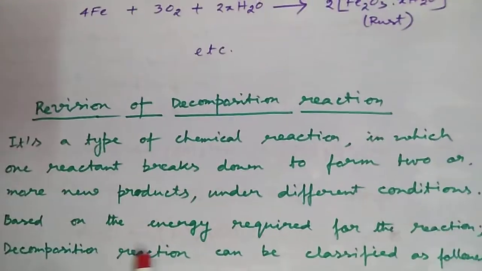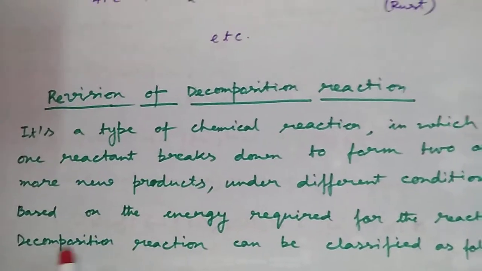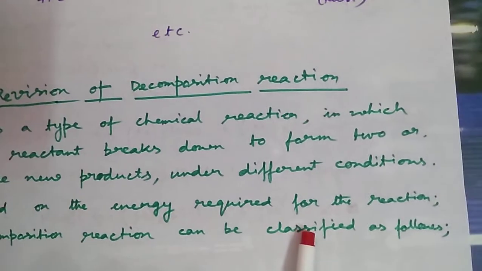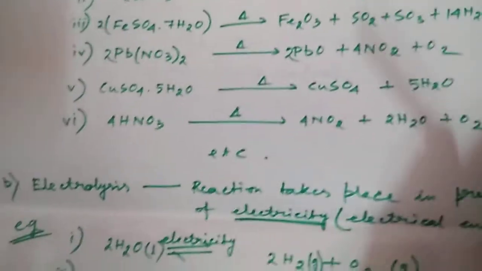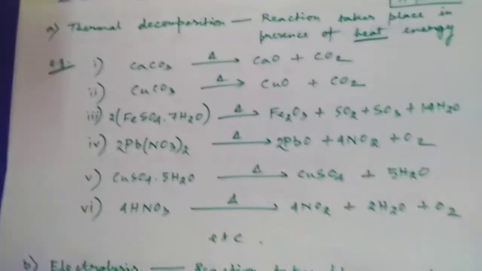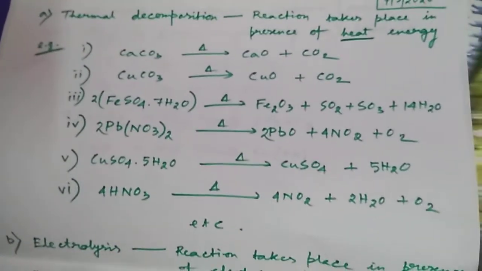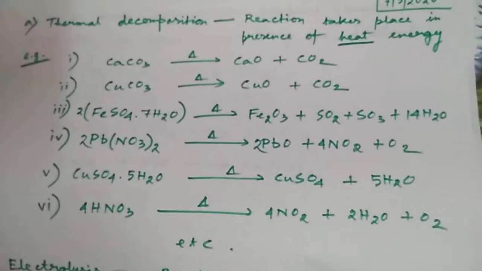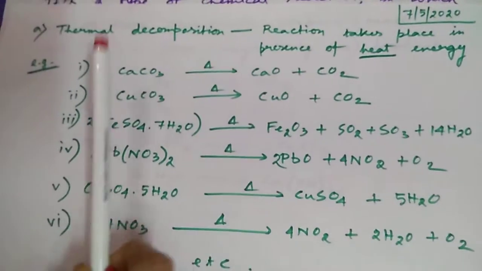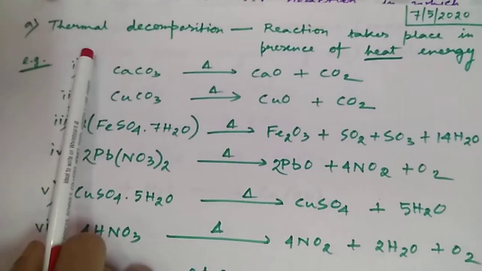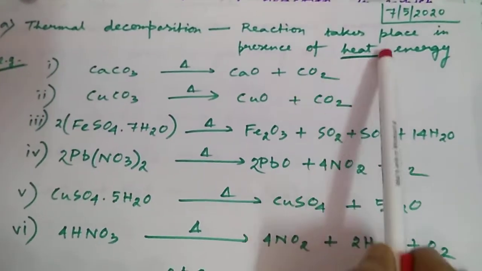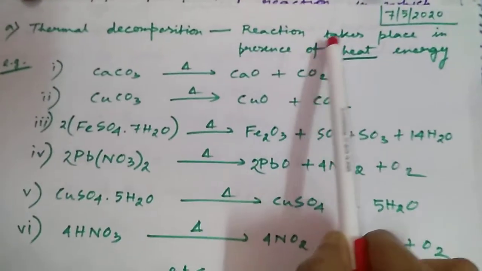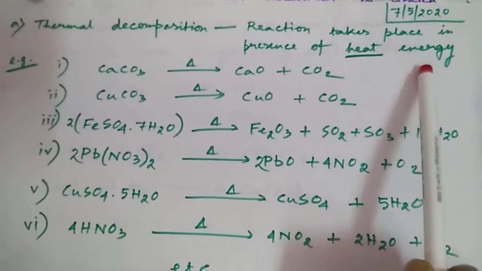Now, based on the energy required, the decomposition reaction can be classified in different ways. Let's see how we are going to classify. So, what is decomposition? Decomposition means we will have only one reactant, but products will be two or more. First type: thermal decomposition. Thermal means in presence of heat energy.